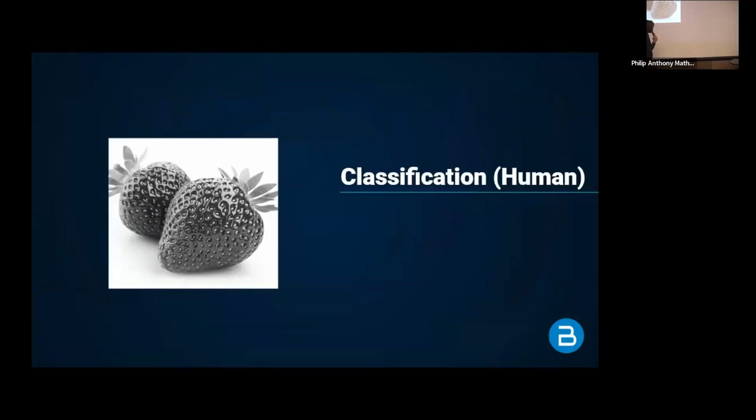So essentially what we're going to be talking about, at least this semester, is classification. First of all, let's just go over a problem of classification in the matter of just a human being.